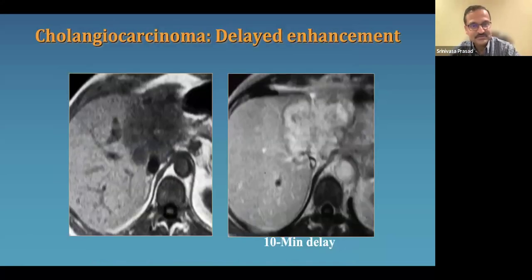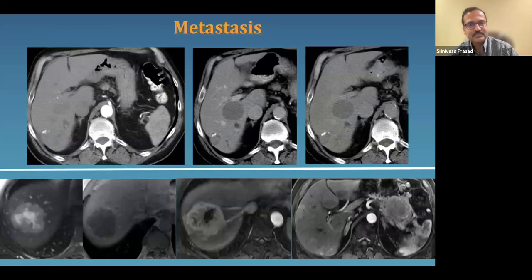And this is very well established on the 10-minute or the 20-minute delay that we currently obtain, in that one can have the same delayed contrast enhancement because of the fibrotic stroma on 10-minute delayed images. I'll not go into the details.